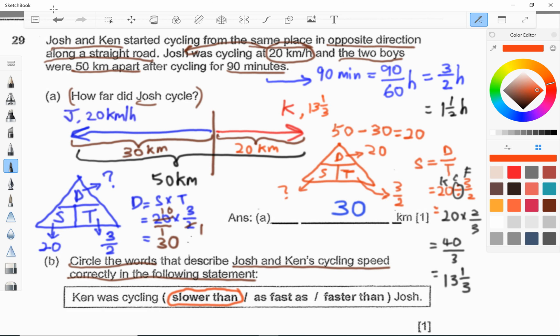So going by that, we know that definitely Josh is faster, Ken slower. So Ken was cycling slower than Josh. If let's say Josh traveled 30 kilometers within 90 minutes, within 1.5 hours, and Ken also traveled 30 kilometers, this will mean that Ken was cycling as fast as Josh. But if let's say Josh traveled 30 kilometers and Ken happens to travel 40 kilometers, then this will mean that indeed Ken will be faster than Josh. However, the answer that we're looking for is actually slower than.